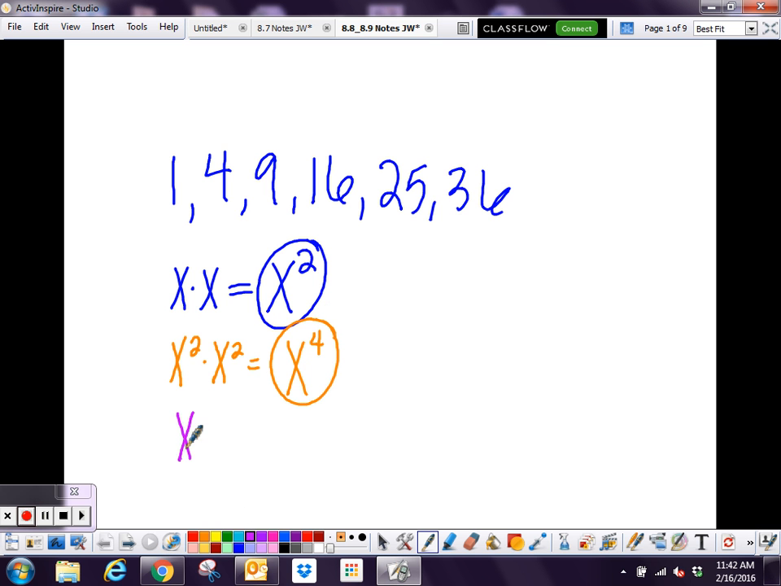What is x to the 3rd times x to the 3rd? That'd be x to the 6th. Remember, you add exponents whenever you are multiplying. Therefore, those would all be perfect squares with variables. So you've got to keep those in mind when you're doing difference of squares.